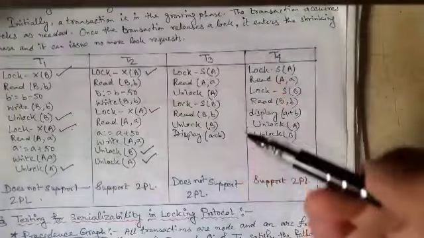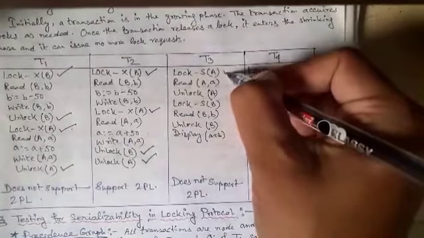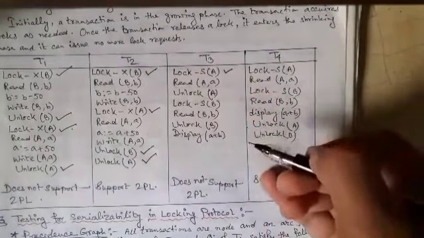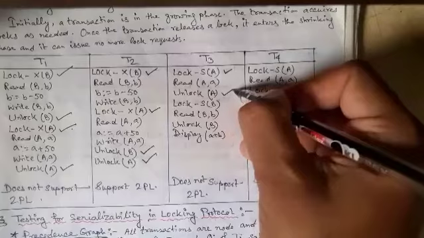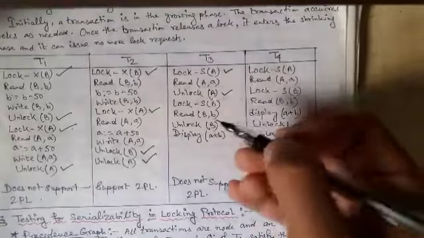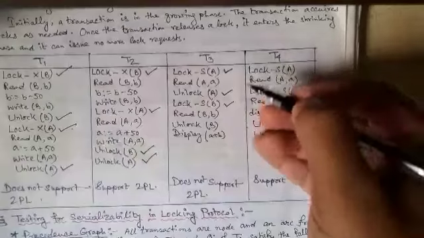Now for the T3 transaction, here a shared lock is issued for item A, that means the growing phase. Here unlock A, that means the shrinking phase. Again a shared lock for item B, so that will again be the growing phase.